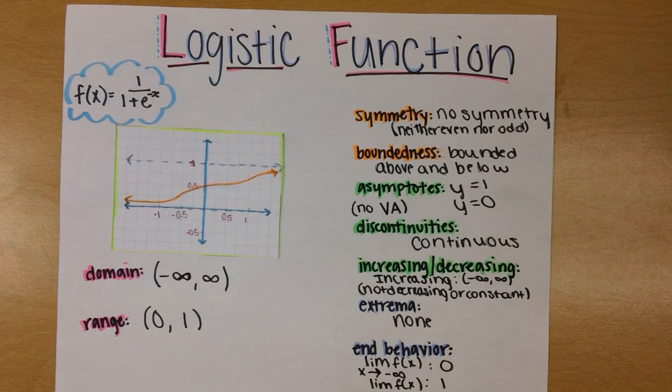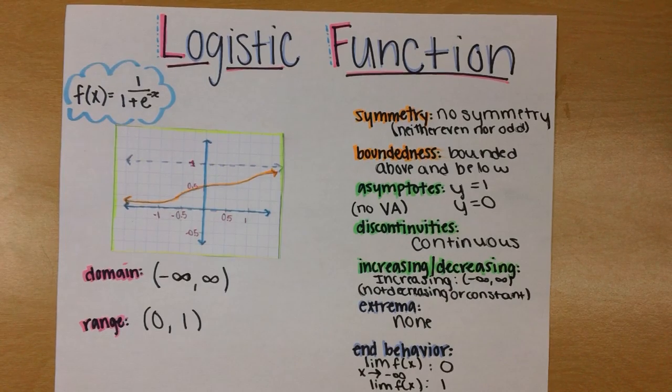The logistic function has no symmetry. It is neither even nor odd. If negative x is put into the equation, it does not form f of x or the opposite of f of x. The function is bounded above and below. The horizontal asymptotes keep the y values between 0 and 1. It cannot go infinitely up or down.